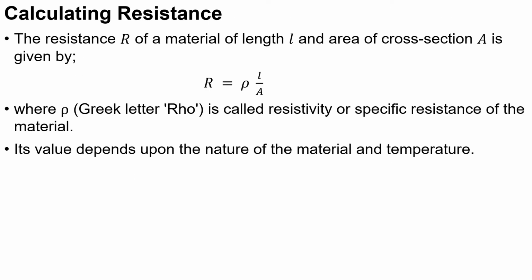Calculating resistance. The resistance, R, of a material of length, L, and area of cross-section, A, is given by R equals rho L by A, where rho is called resistivity, or specific resistance, of the material. Its value depends upon the nature of the material and temperature.